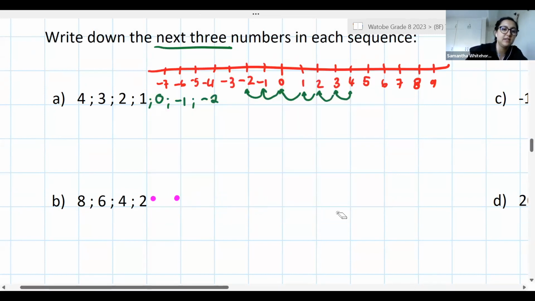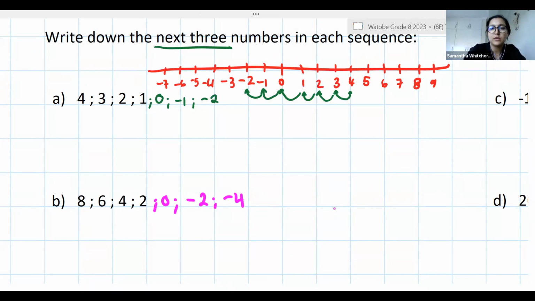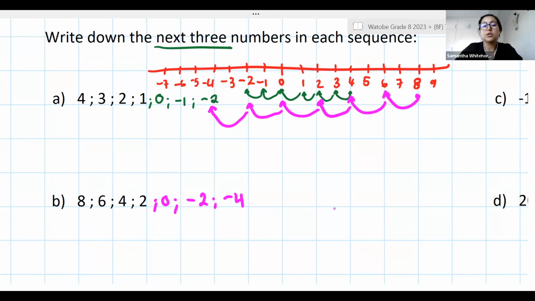So exactly, 0, -2, -4. And if we go to our number line, we start at 8 and we go to 6. This time I'm jumping 2 places. So I must jump another 2 to 4, another 2 to 2. And if I keep jumping 2 places, I'm going to figure out what the next terms in my sequence are going to be. You can use the number line if it's useful to you, but look at the pattern, see what is happening from one term to the next.